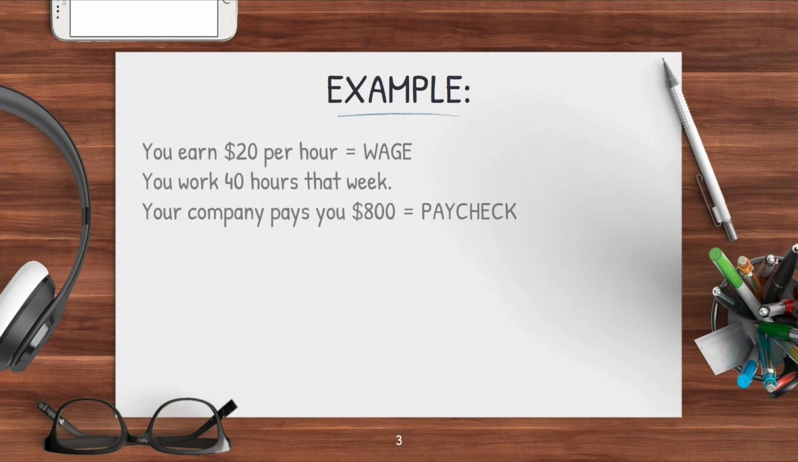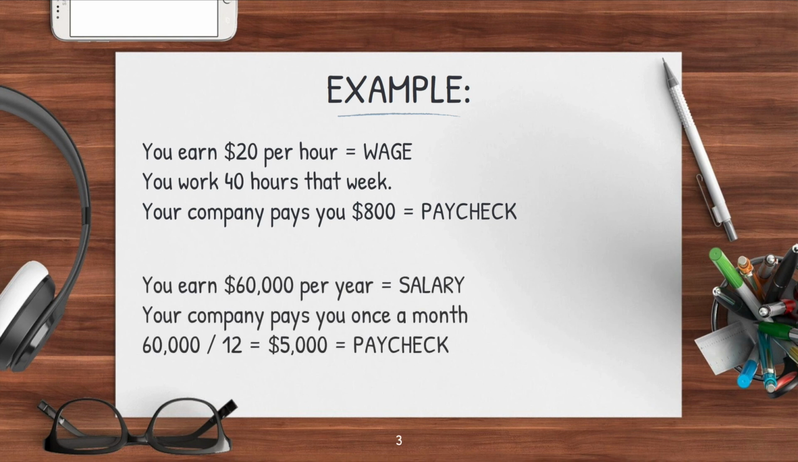For example, let's say that you earn $20 per hour. That would be a wage, and you work for 40 hours that week. The company then pays you $800 for your 40 hours of work. That would be a paycheck. Or you earn $60,000 per year. That would be your salary, and maybe your company pays you once a month. So they pay you $5,000 every month. That $5,000 would be your paycheck.